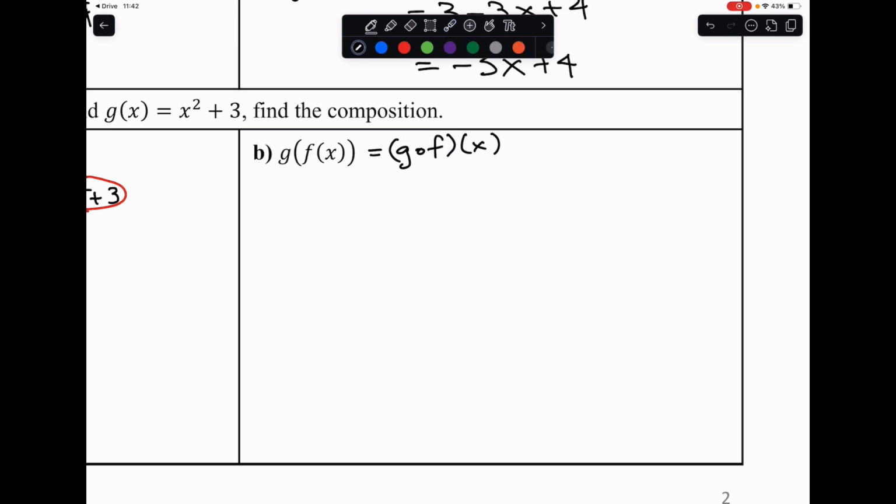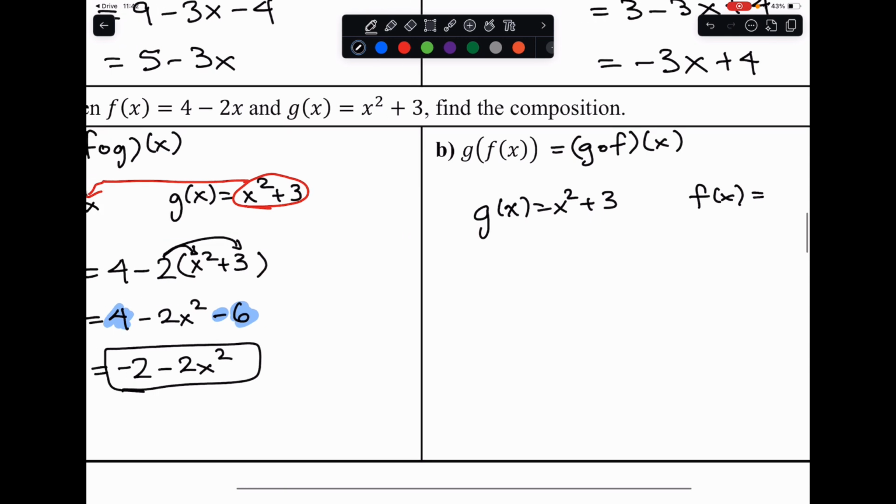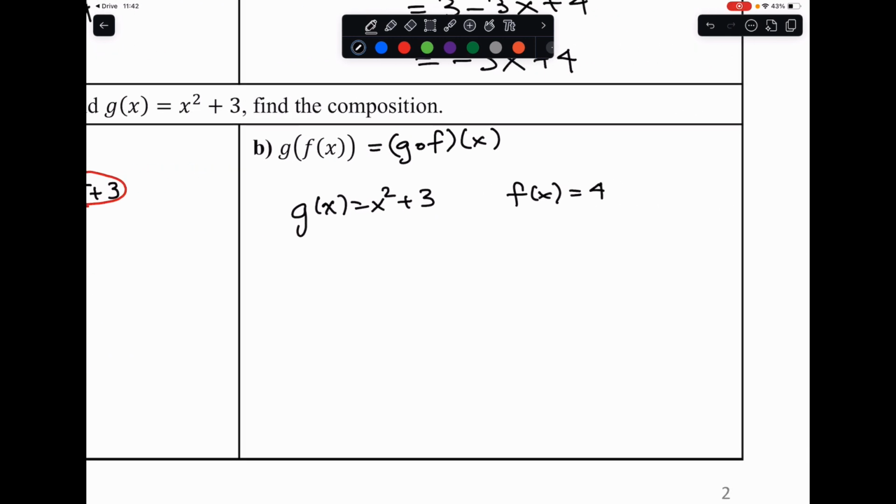So I'm going to write g of x equals x squared plus 3, and f of x equals, what was it, 4 minus 2x. So 4 minus 2x, okay? And again, the composition simply requires us to do the substitution, and see what we end up with. And I like to write it again like this in the notation that I have up there.